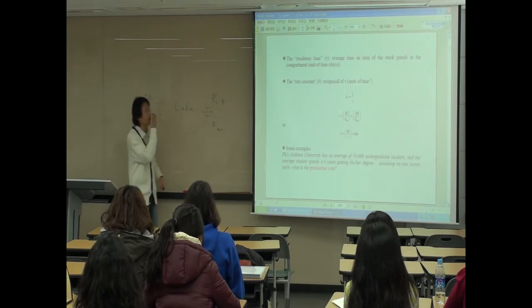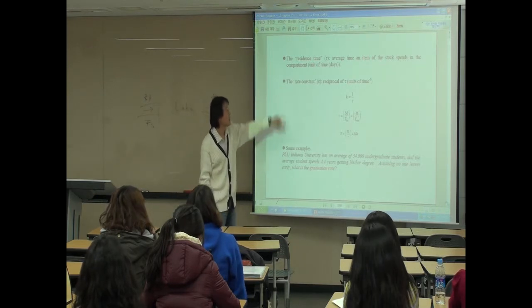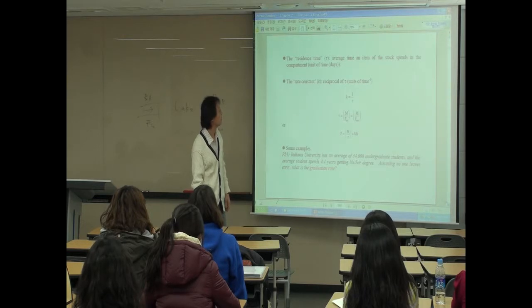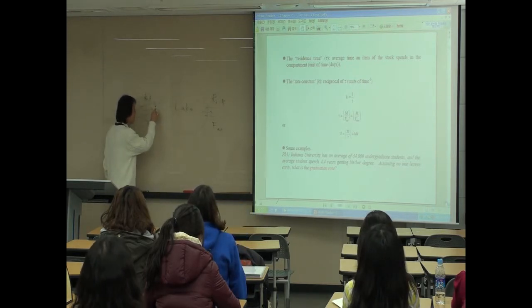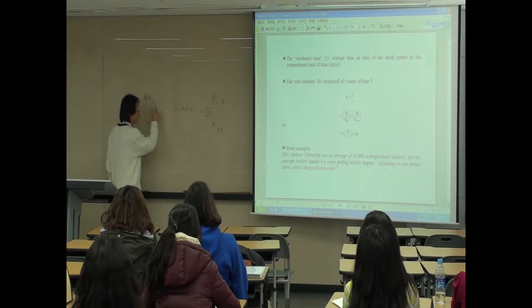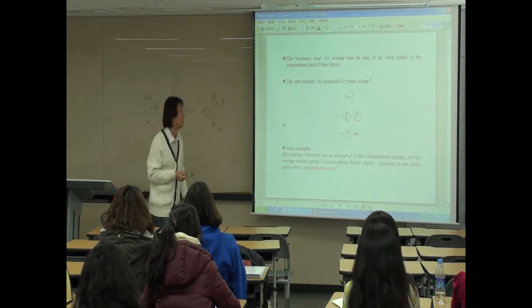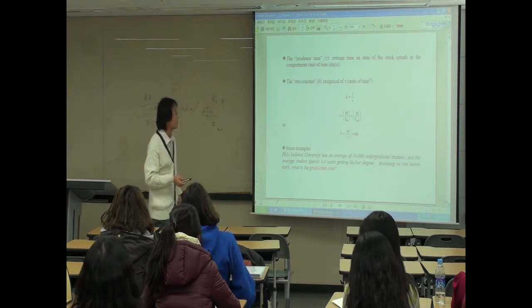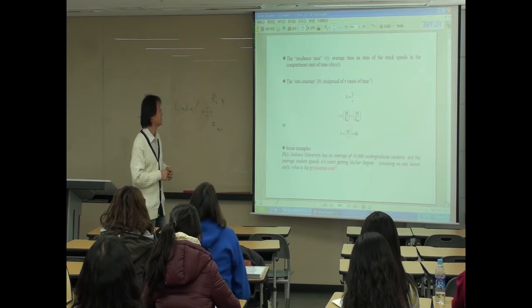And residence time, we call it tau, not T. Residence time is the average time an item of stock spends in a compartment. So this is very simple. Just put some color dye here, this is black color. Let's say just a particle, and then the residence time is the stay time of this particle in this compartment. And the unit of the residence time is time, so it could be day, second, and so on.